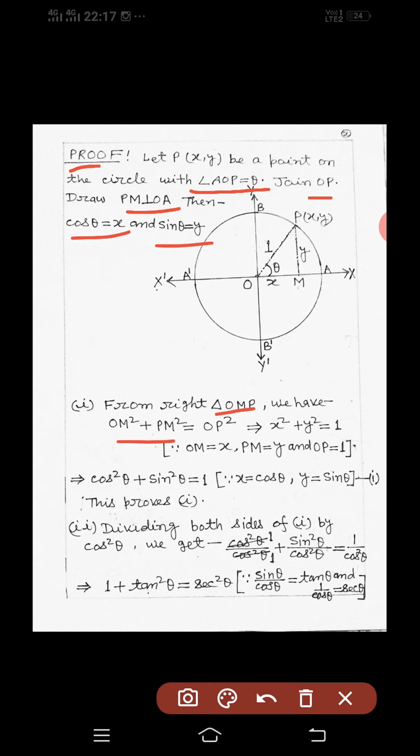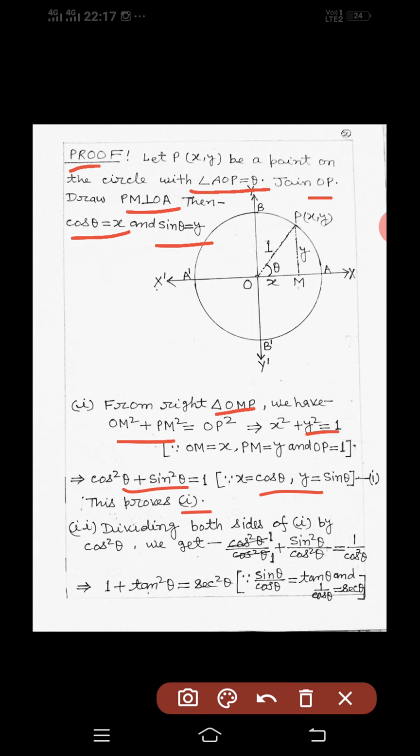Since OM is equal to x, PM is equal to y and OP is equal to 1, this implies that sin square theta plus cos square theta equal to 1, as x equal to cos theta and y equal to sin theta. This proves the first.